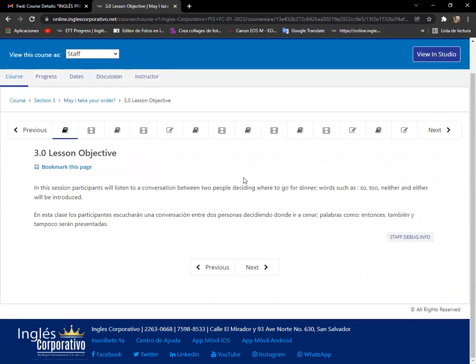All right, we're in lesson three. Check this out. In this session, participants will listen to a conversation between two people deciding where to go for dinner. Words such as so, too, neither, and either will be introduced. Okay, pongamos la atención a so, too, neither, and either.